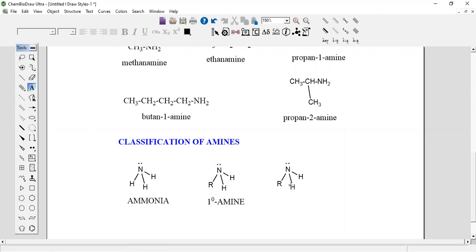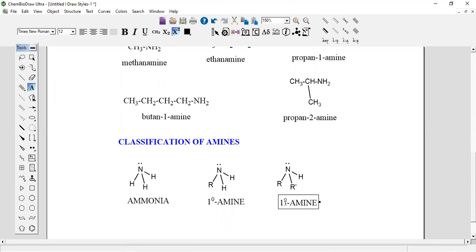With another alkyl group, let us take R or R dash, whatever you take. Now here, what happens? Compare with ammonia. In ammonia, the two hydrogens are replaced by alkyl groups. Therefore, we call it the secondary amine. Okay, this we now call the secondary amine.